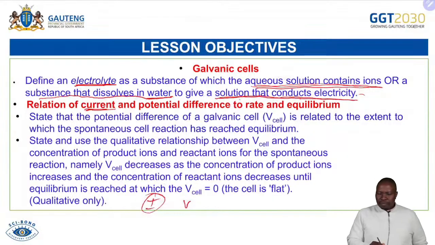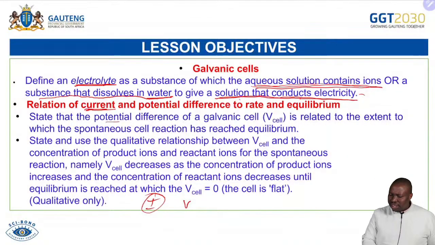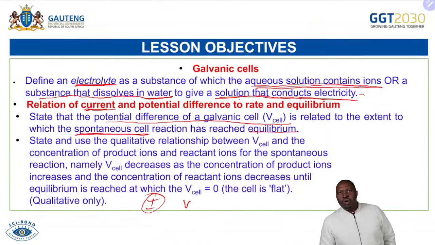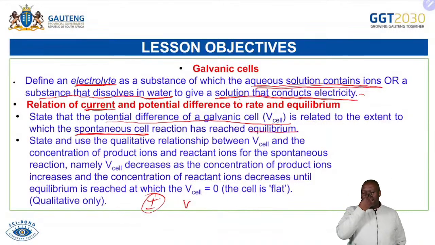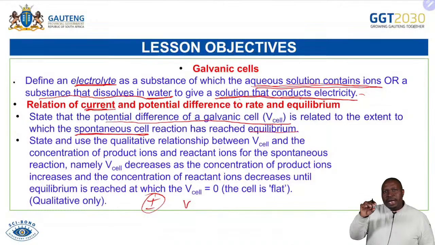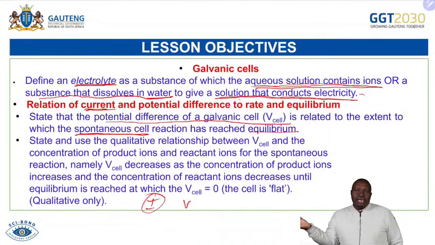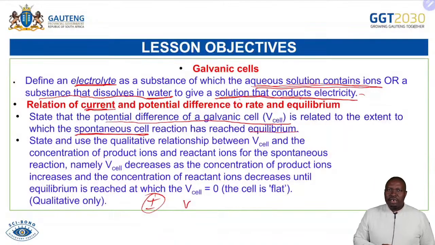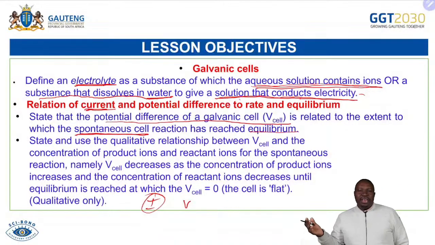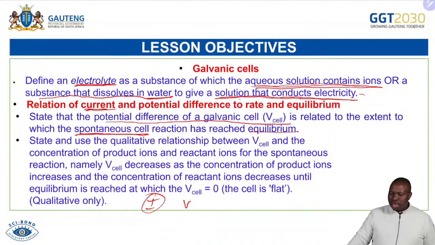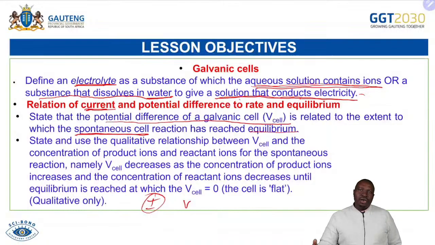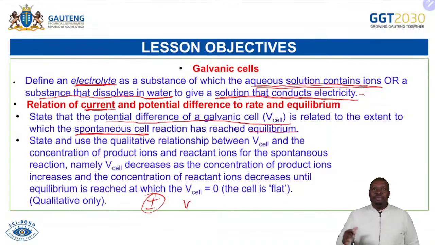So we're saying you must be able to state that the potential difference of a galvanic cell is related to the extent to which the spontaneous cell reaction has reached equilibrium. So there is equilibrium. You have done chemical equilibrium, and you know that at equilibrium, the rate of forward reaction is equal to the rate of reverse reaction. So there must be forward reaction and reverse reaction for us to reach equilibrium. So we'll be looking at that as well: in this case, we're having the forward reaction, we're having the reverse reaction, and what is happening at equilibrium.